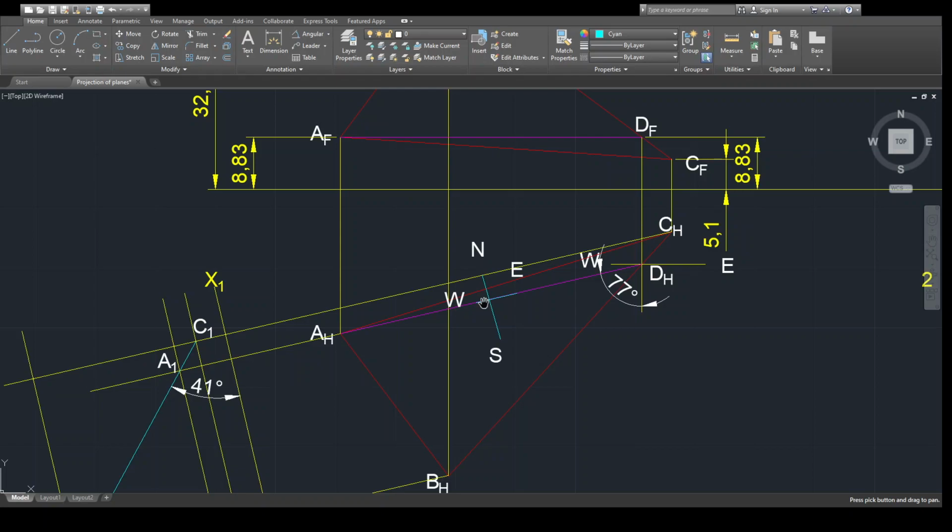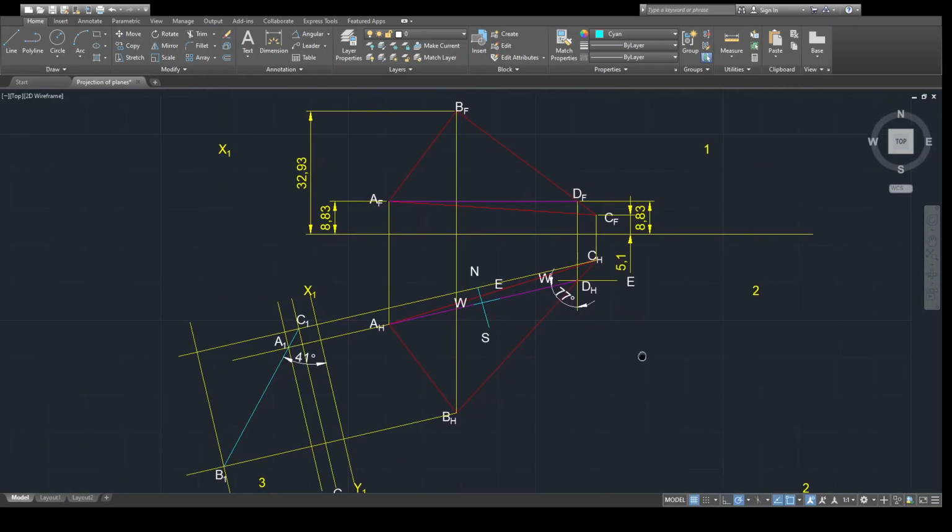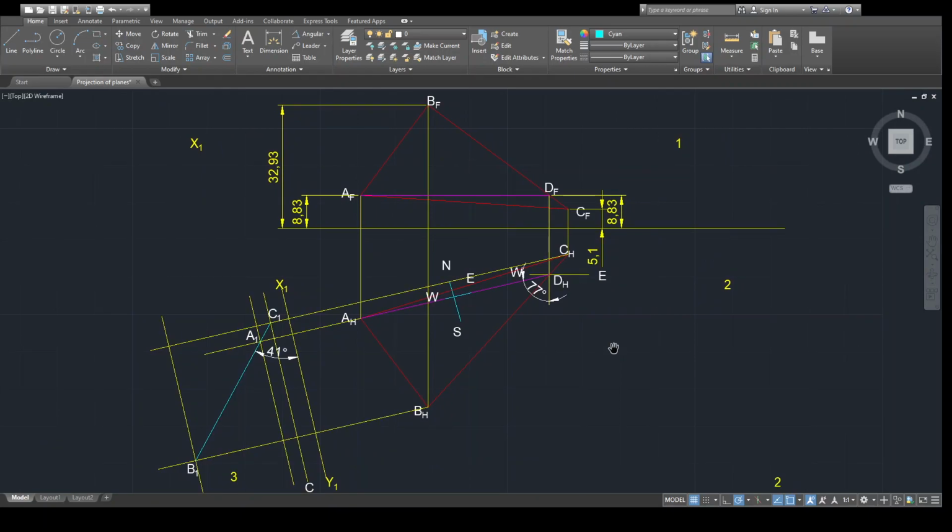There is one more variety, where the strike angle and dip angle are given to you, and suppose point AH is given to you. Remember what I am saying here. I am not going to solve it. You just try the same problem. The dip angle is 41 degrees. Then the strike angle is 77 degrees with respect to south to west. Dip angle 41, dip direction north to west.